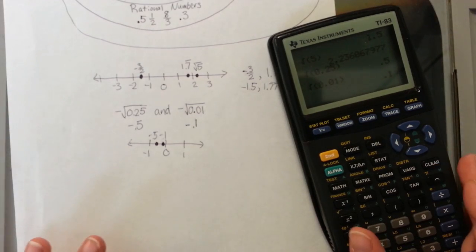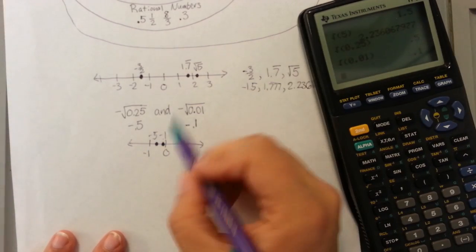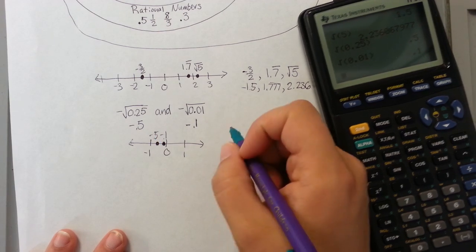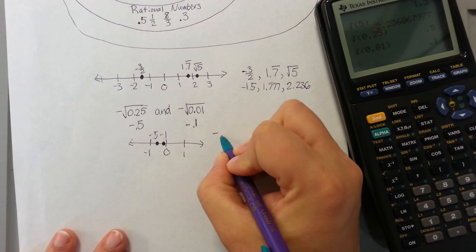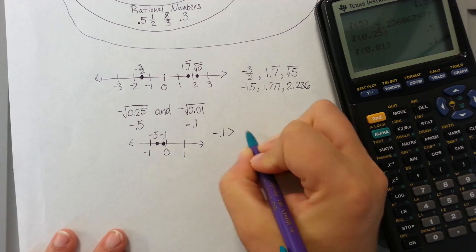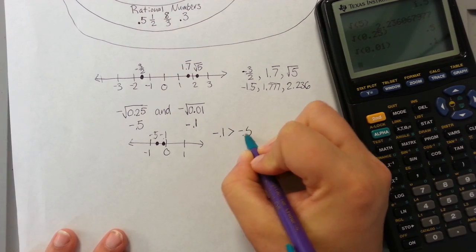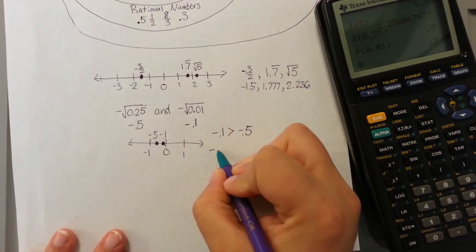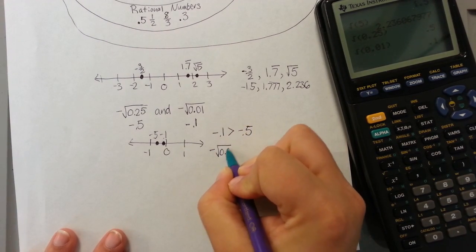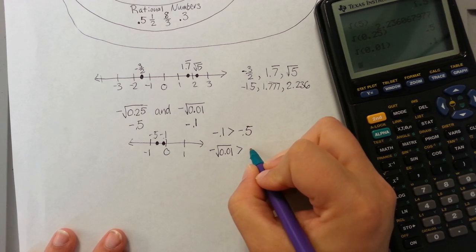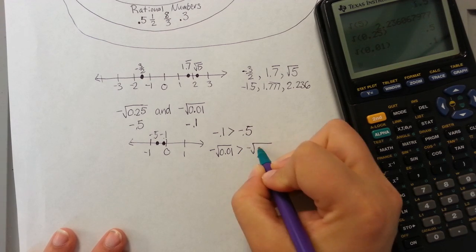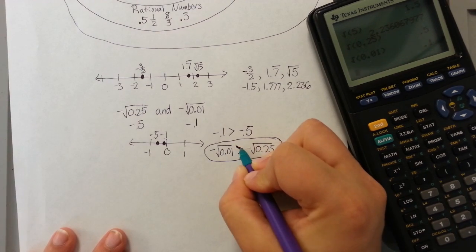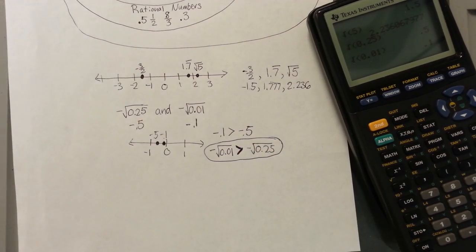So which one of those is bigger? Well, always the one on the right is bigger. So that means negative 0.1 is bigger than negative 0.5. And if I put my originals back in there, this means that negative square root of 0.01 is greater than negative square root of 0.25. And so this would be my answer, this greater than symbol.